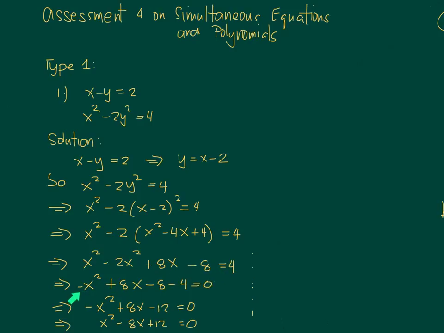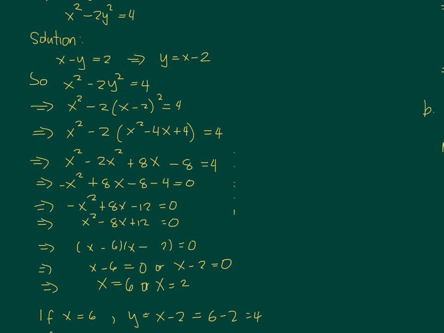Then again, you continue simplifying the equation. X squared minus 2x squared will become negative x squared. 8x is the same as 8x, then minus 8. When we subtract 4 on both sides, we have minus 4 on the left side, and then the other side becomes 0, because 4 minus 4 is equal to 0. And then just continue solving it.